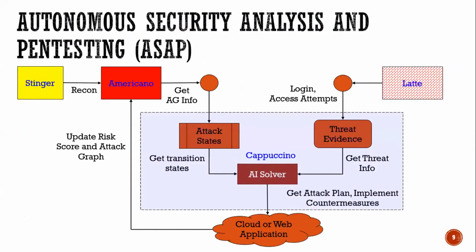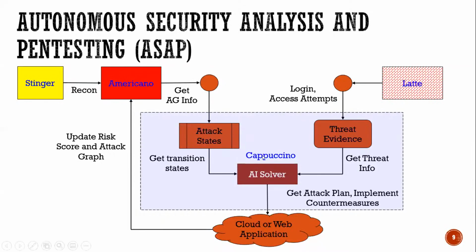So if you look at our system ASAP, there are 4 main modules. Stinger, where S stands for scanning. We use Stinger for scanning and recon. The information from Stinger is fed into Americano, where A stands for attack analysis. And we use this information from Americano to identify the attack states in the network. Latte, where L stands for log, is a module which identifies network and host logs to gather the threat evidence.